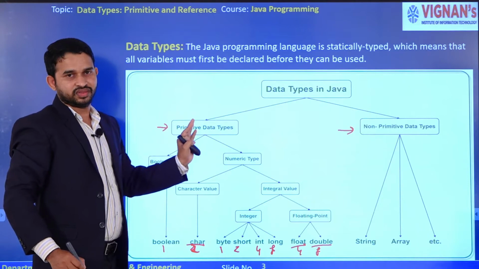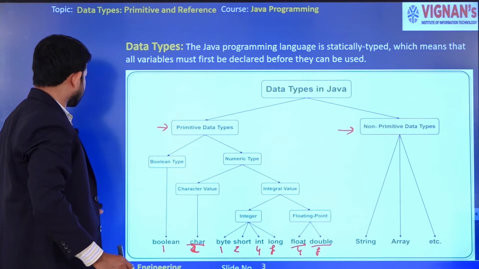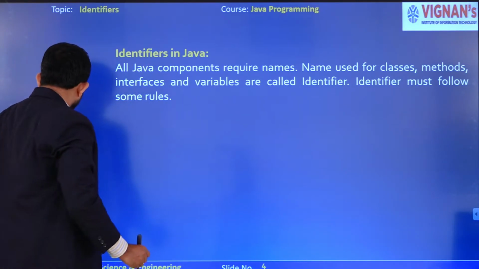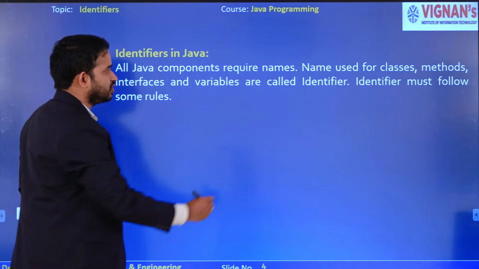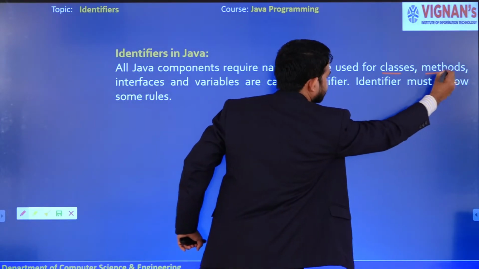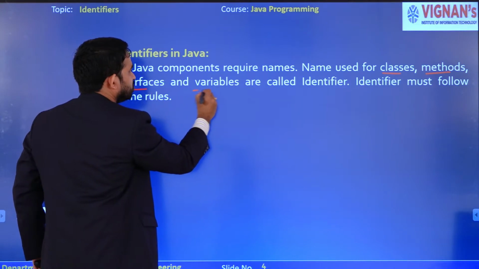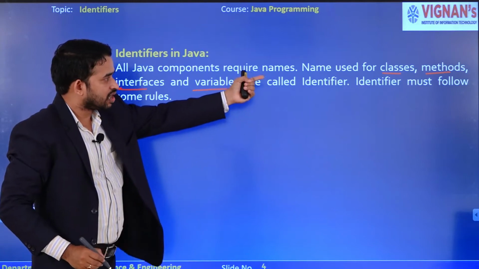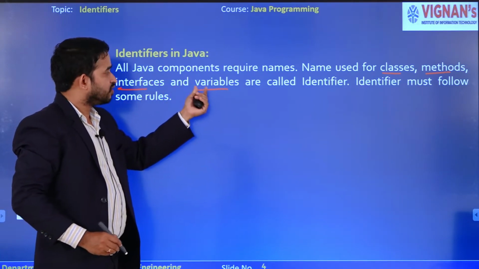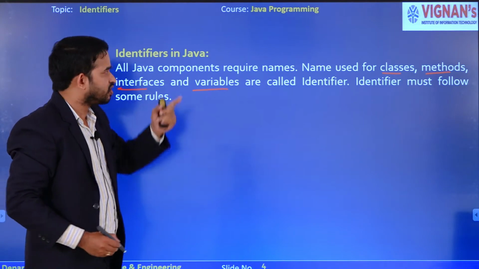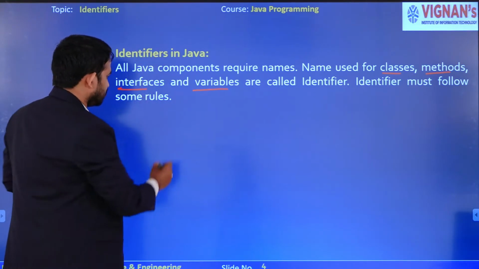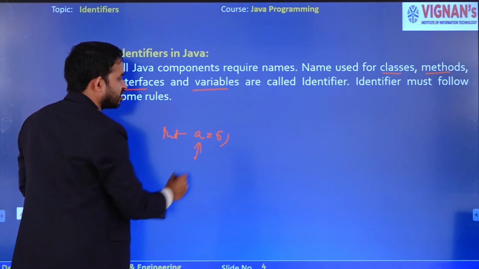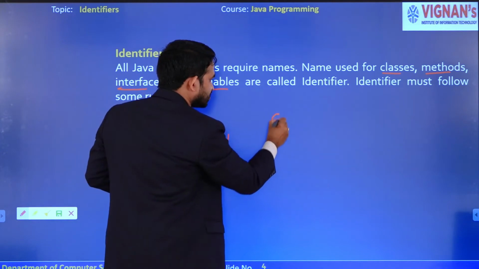This is about data types in Java. The next one, very important, is identifiers in Java. What is the meaning of an identifier? An identifier means a name given to classes, methods, interfaces and variables. These are generally declared and used in our program. For all these we give a name, and that name we call an identifier. For example, int a = 5. Here, a is an identifier. In the previous example we have seen this.